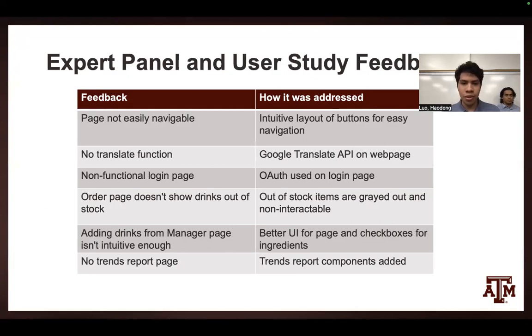Our login page was non-functional, so we implemented the OAuth API so authorized people could log in to the cashier and manager side of the page. We also got feedback that our order page didn't show drinks that were out of stock, so we made sure that drinks that are out of stock are grayed out and unselectable, as well as toppings.